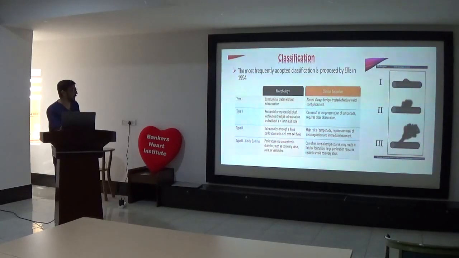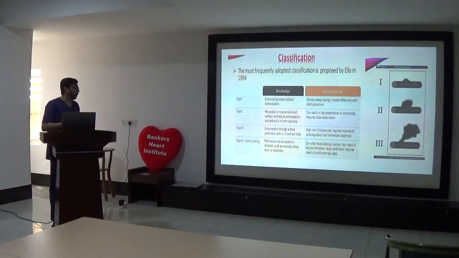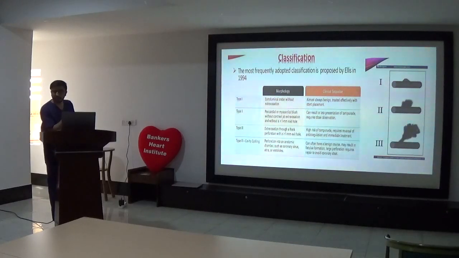Type 2 is pericardial or myocardial blush with contrast extravasation, with an exit port of less than 1 millimeter. And type 3 is extravasation from the pericardium side. It will lead to the coronary sinus, pericardium or LV cavity. So perforation into an anatomical chamber does not always have a benign course. It will progress and we need to tackle the situation as early as possible.